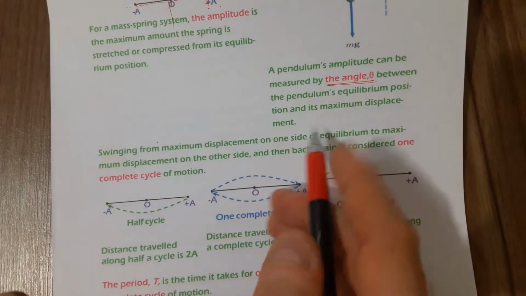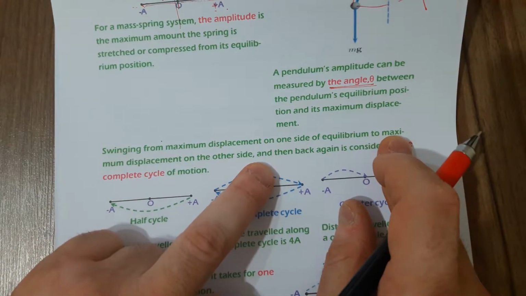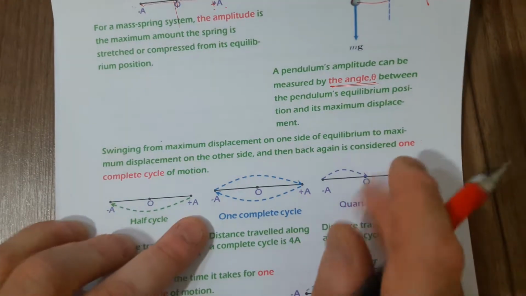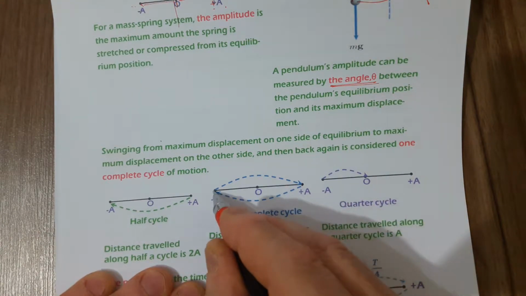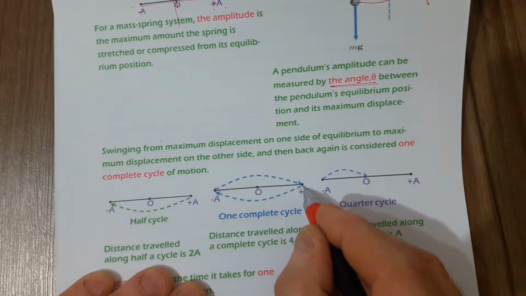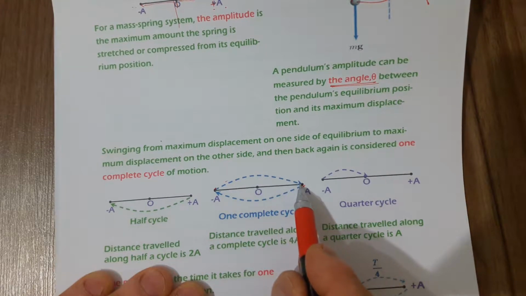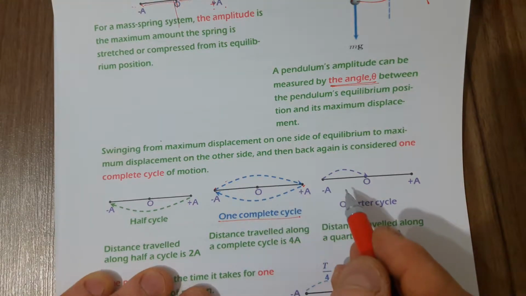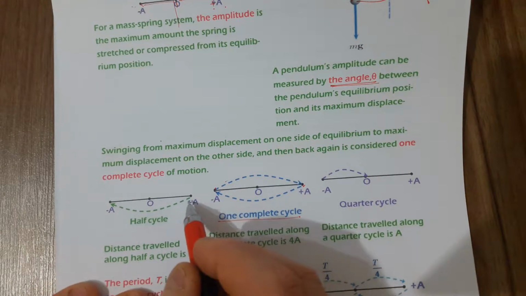Swinging from the maximum displacement on one side of the equilibrium position to the maximum displacement on the other side and then back again is considered to be one complete cycle. So one complete cycle means we start from positive A, go to the other maximum displacement, negative A, and come back again to positive A. Or you start from negative A, go to positive A, and come back again to negative A. This is called one complete cycle. Now let's define half cycle. Half cycle is half of them.